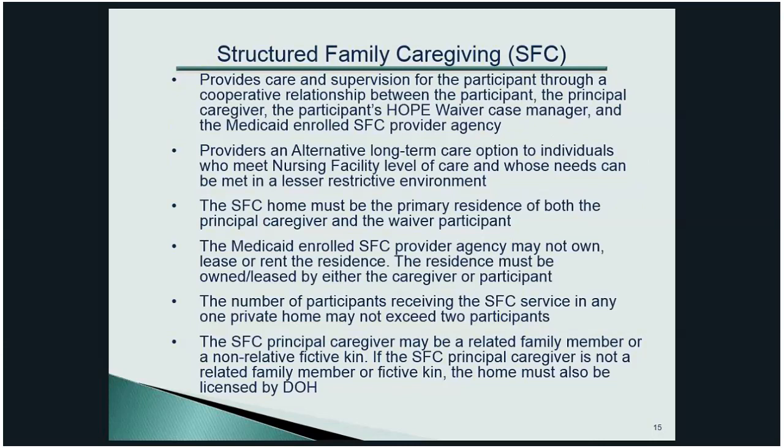If the structured family caregiving principal caregiver is not a related family member or a fictive kin, the home must also be licensed by DOH. And that's kind of what Misty was getting to earlier, in that we've provided this opportunity in a situation where there's only 2 people receiving care in a home-like setting. If the person is not related or fictive kin, we allow structured family caregiving services to be authorized, but the home itself, the setting, has to be licensed as a community living home because there is no relative or fictive kin relationship.